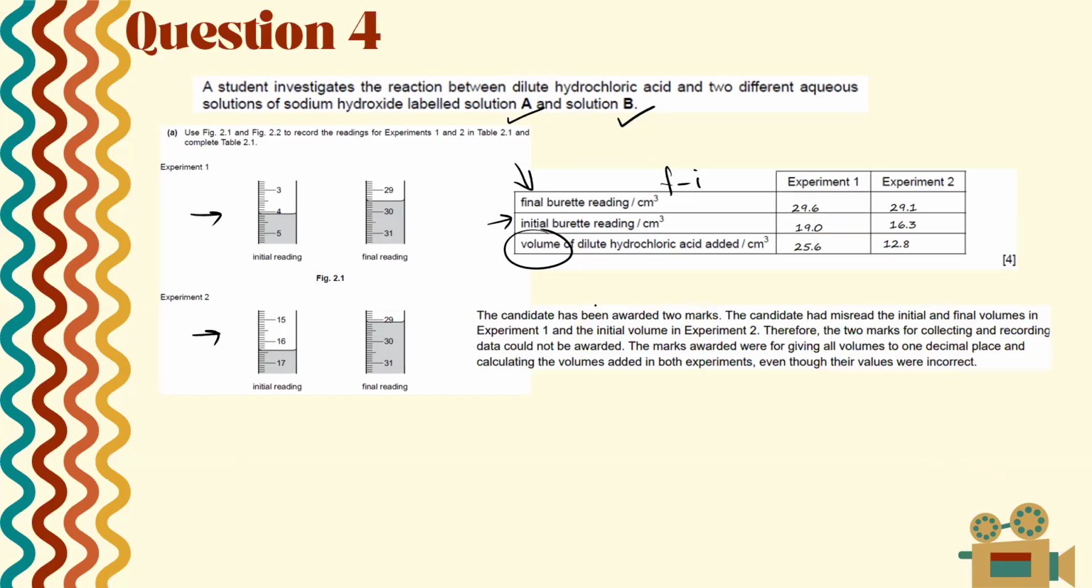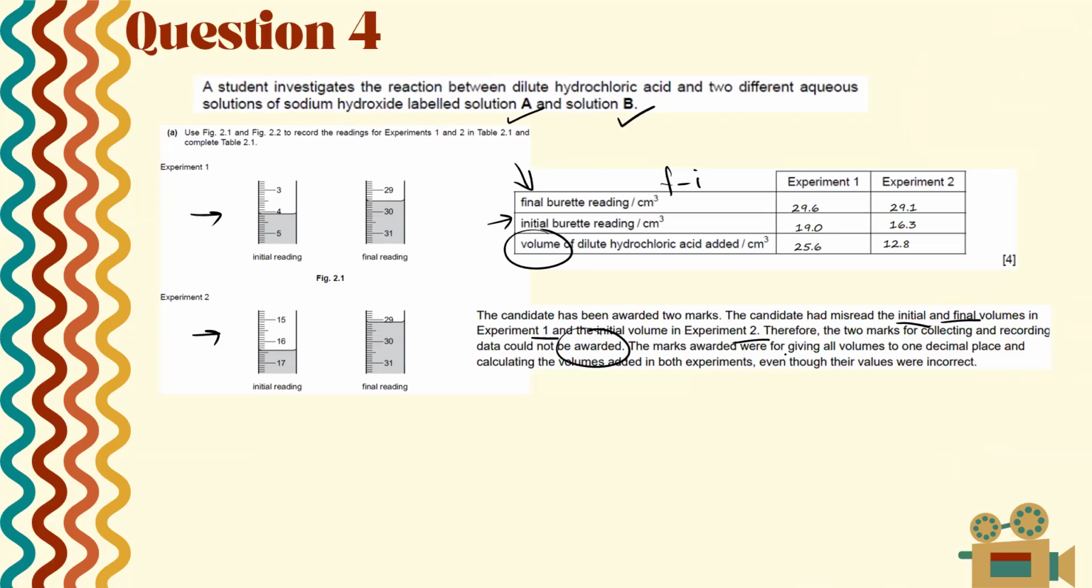Now here, the student did not get the full marks because she misread the readings. Means she did not read the initial and final readings properly. That's why she is not getting the full marks. See, the candidate has misread the initial and final volumes in experiment 1 and the initial volume in experiment 2. Therefore, the 2 marks for collecting and recording data could not be awarded.